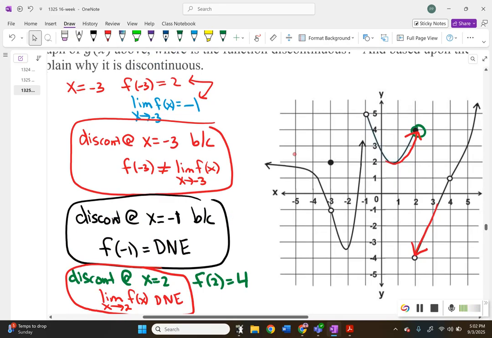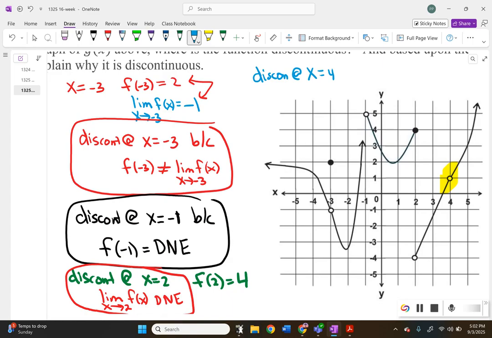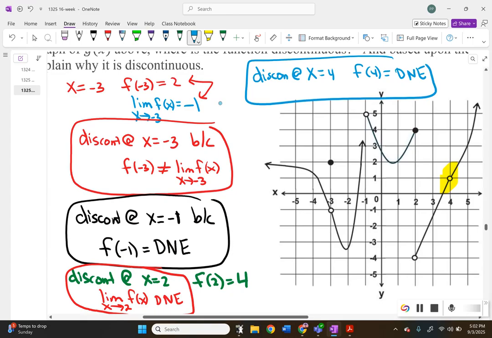And the last place this is discontinuous is going to be over here at 4. So it is discontinuous right there. You'd fall right through the graph. So it is discontinuous at x equals 4. The first thing we would check is, does f of 4 exist? And it fails right away. F of 4 does not exist. So that is why it is discontinuous at 4.